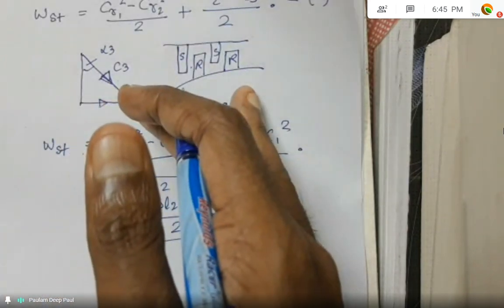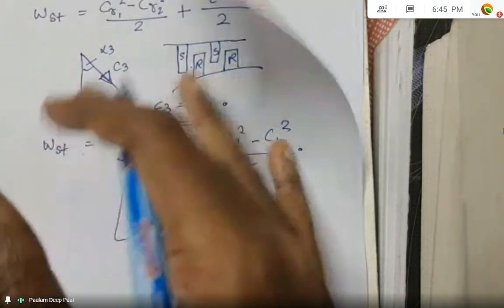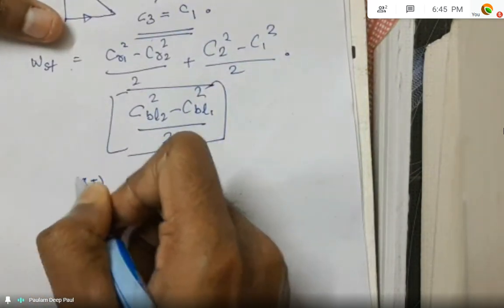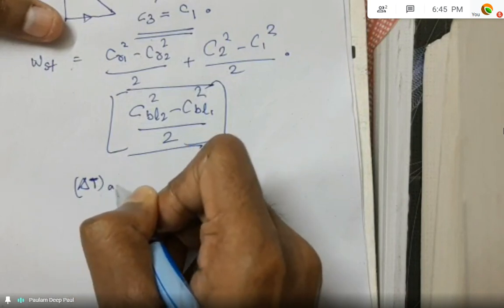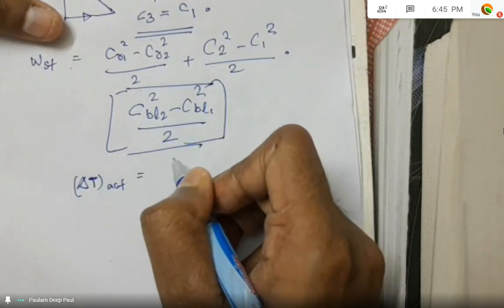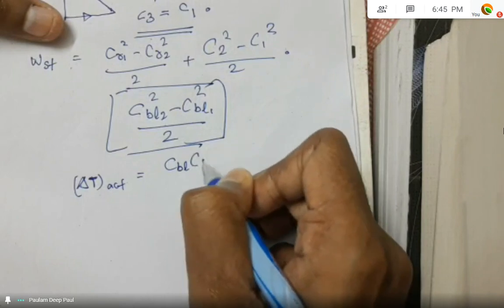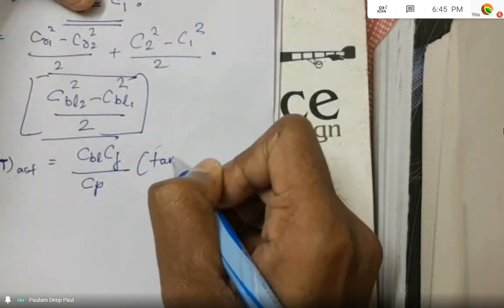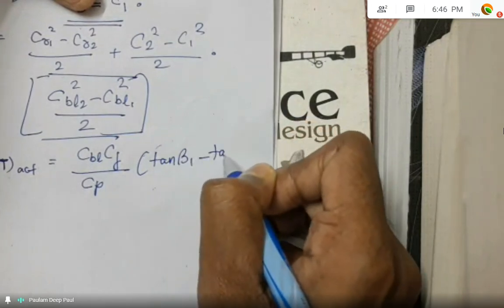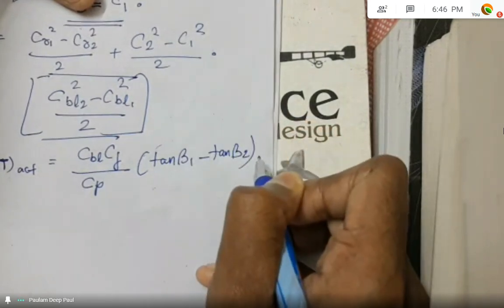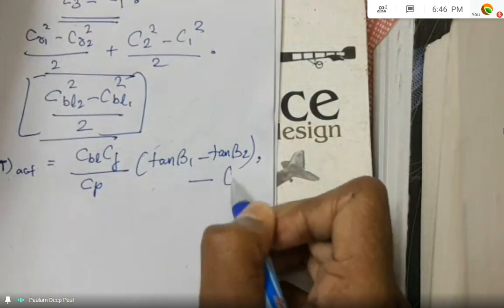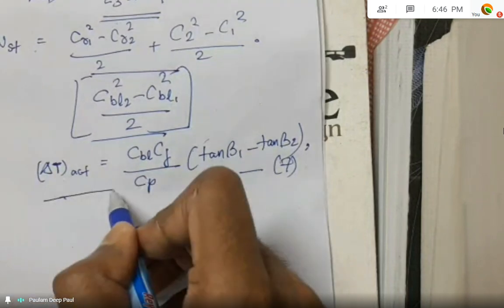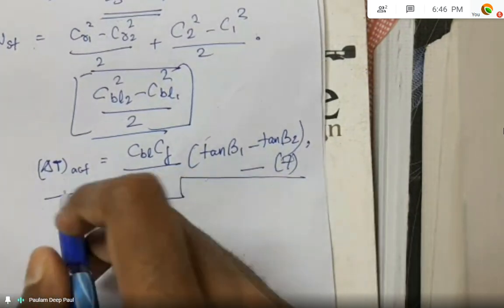The stage temperature rise, regardless of the efficiency of compression, will be given by this equation, that is del T actual. The temperature rise in each stage would be given by CBL CF by CP times (tan beta 1 minus tan beta 2). We'll denote this as equation 7. I hope my handwriting is clear for you all to read.